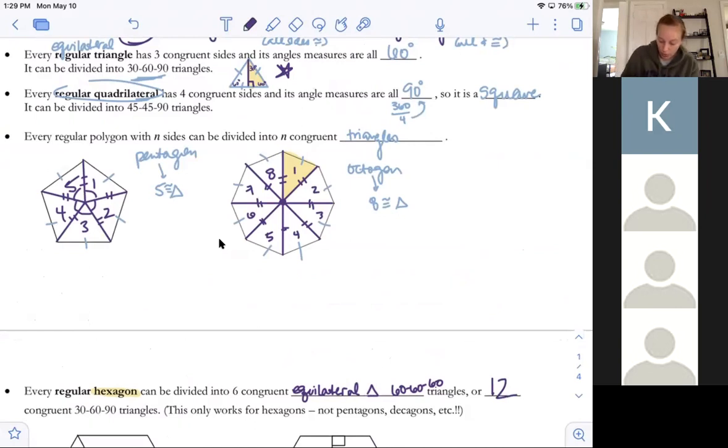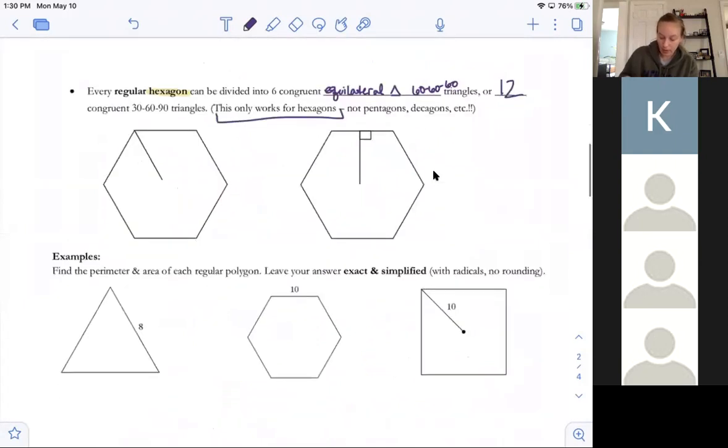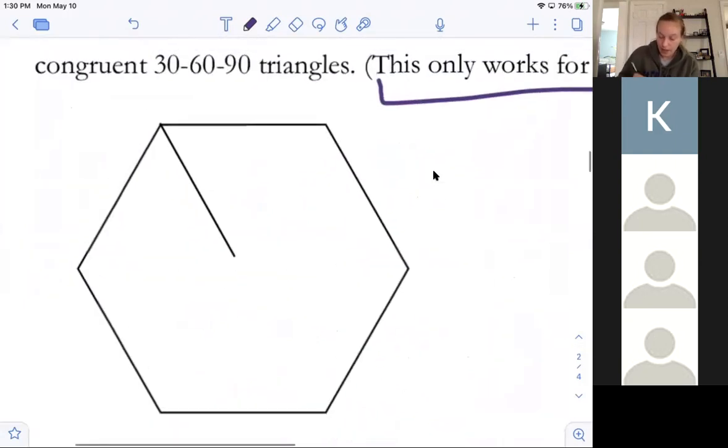No, this only works for hexagons. Only works for hexagons. I'm going to say that one more time: this only works for hexagons. So don't just try and do this on any sided shape, because it's only for a hexagon. Okay, so let's draw the example, and then we're going to do some examples from here.